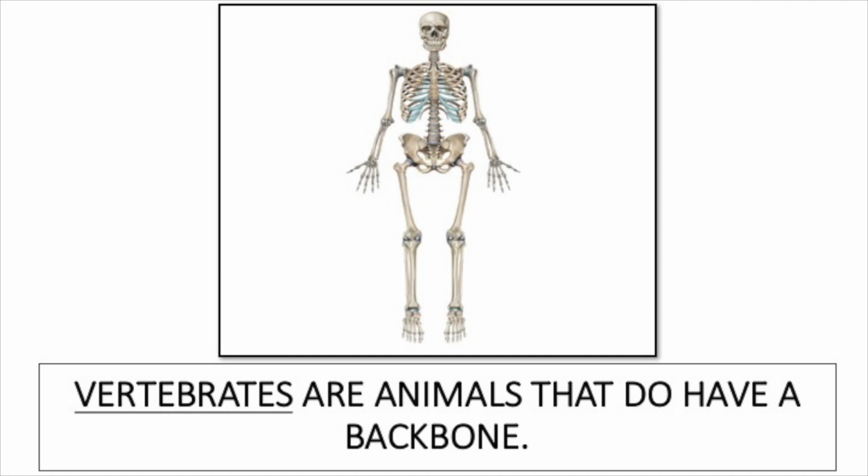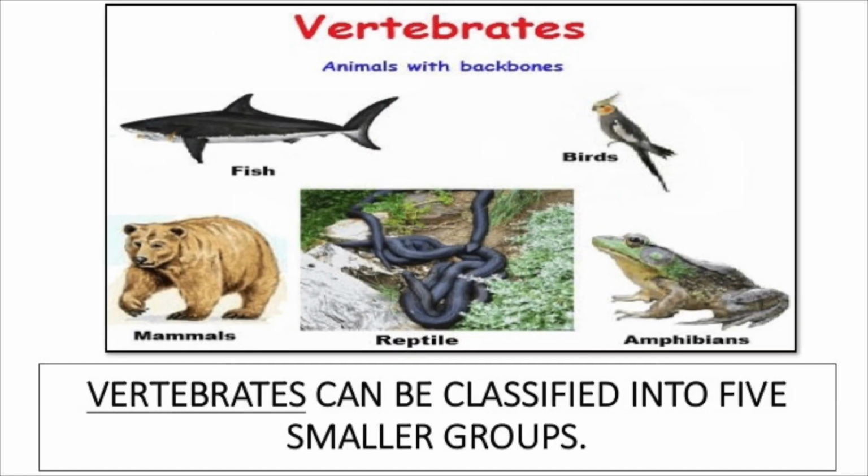Vertebrates are animals that do have a backbone. Now, what animal is this a skeleton of? People, humans. We are examples of vertebrates because we have a backbone. This bone here that runs right through the middle of our body is our backbone. So therefore, we are vertebrates. Vertebrates can be classified into five smaller groups. Fish, birds, amphibians, reptiles, and mammals. All have backbones, so all are vertebrates.